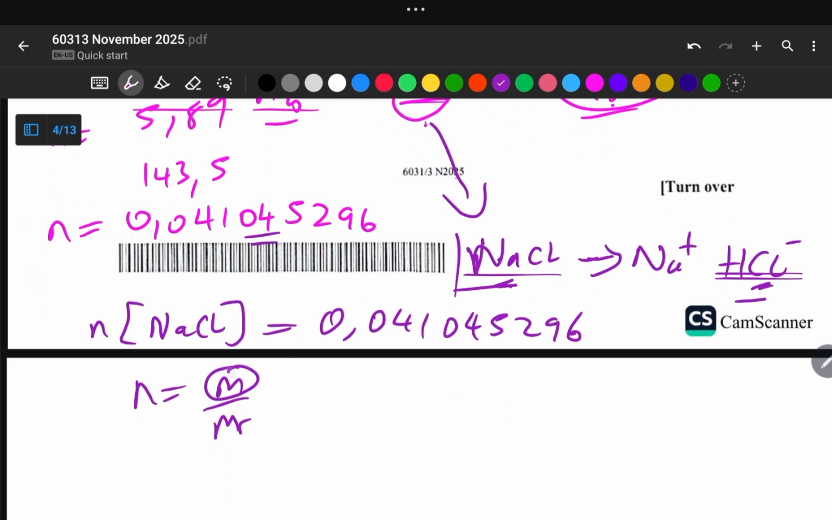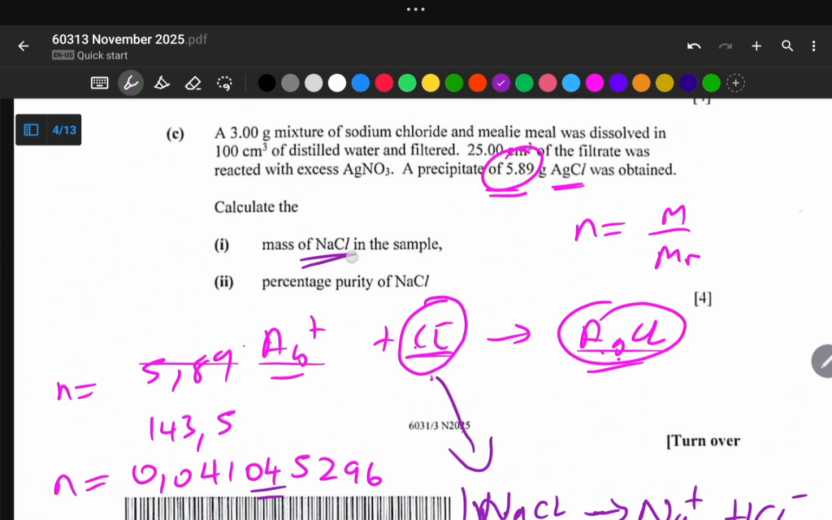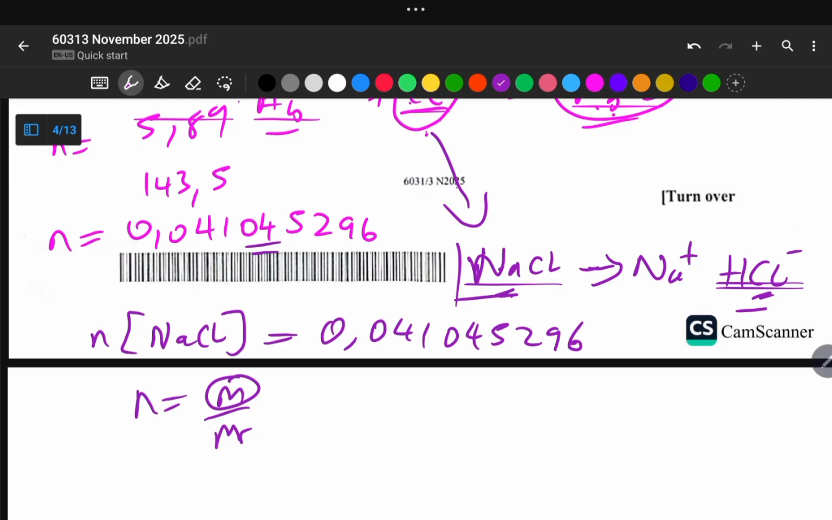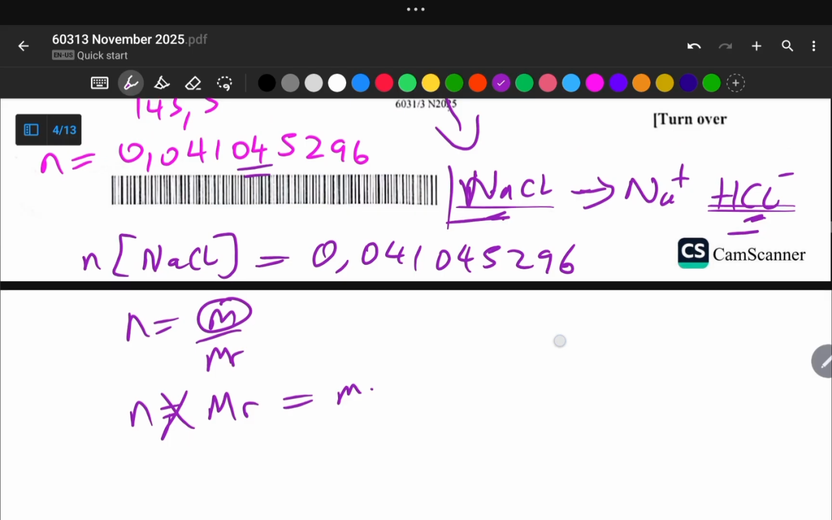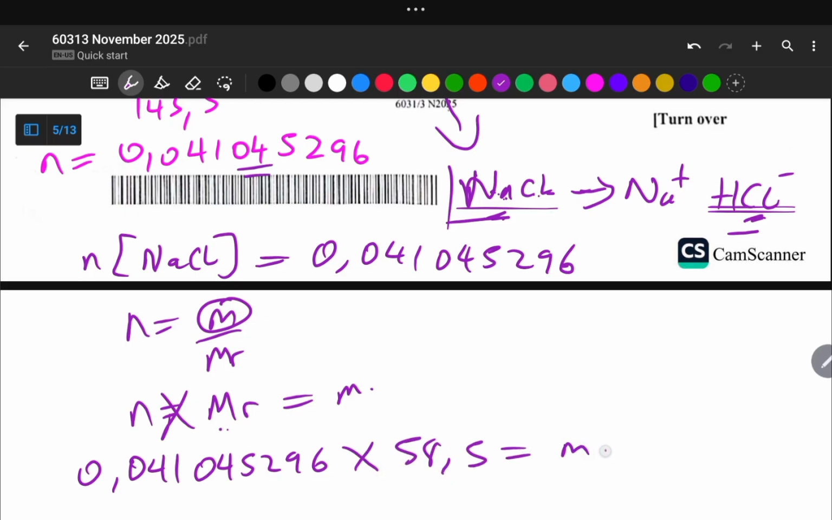So we are required to have the mass of sodium chloride, right? So we want M. It's n multiplied by MR is equal to mass. The MR of sodium chloride is 58.5, right, from the periodic table. We simply add 23 from sodium plus 35.5 from chlorine, right? So n, 0.04104529.6, multiplied by the MR, which is equal to 58.5, and then we are going to have the value of the mass.